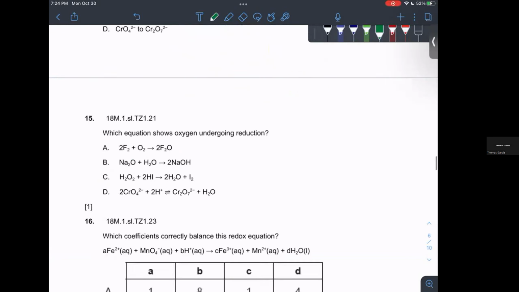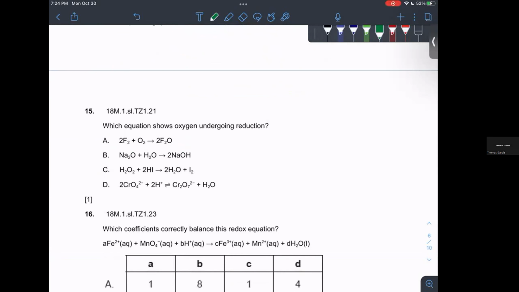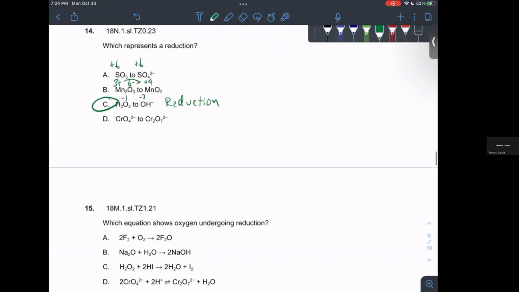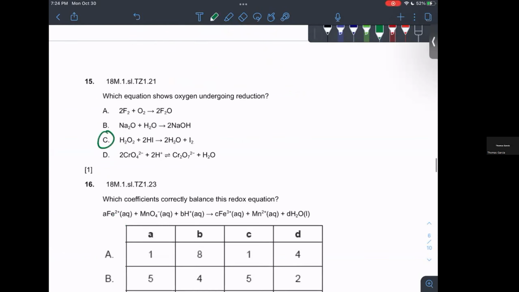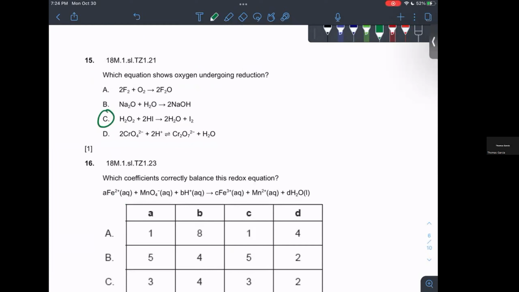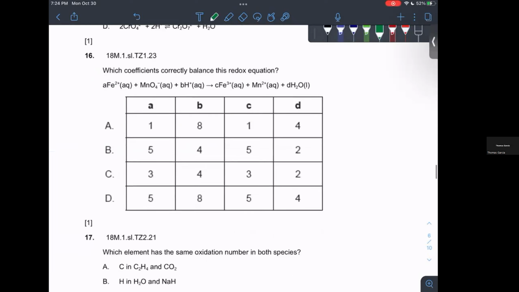It's C. Which equation shows oxygen undergoing reduction? Well, we just saw the oxygen undergoes reduction when we start with hydrogen peroxide. So it's going to be C, again, the hydrogen peroxide. Oxygen doesn't really like to reduce. Or sorry, it does like to reduce a lot. And then once it's in its oxide, the 2- state, it's done, it's happy.